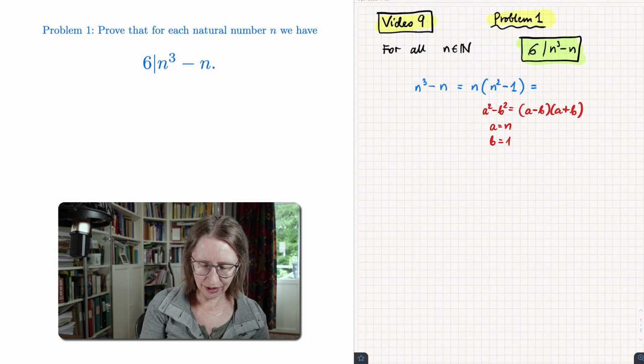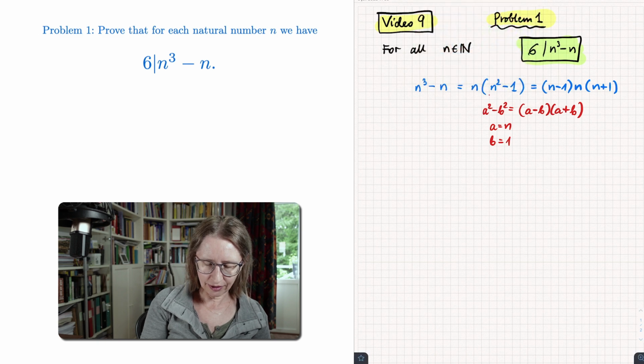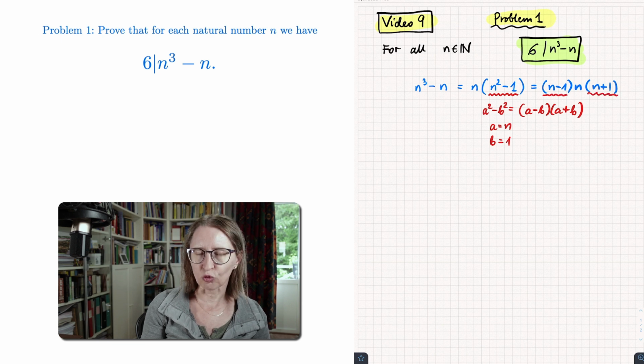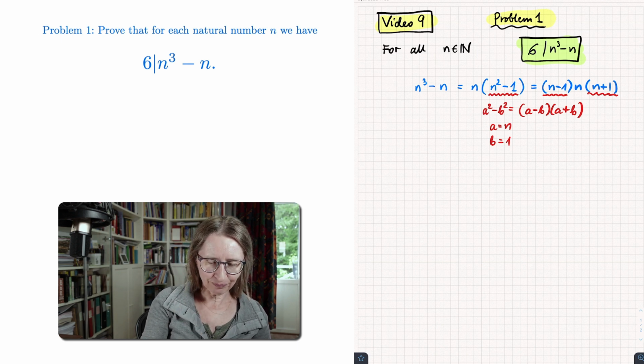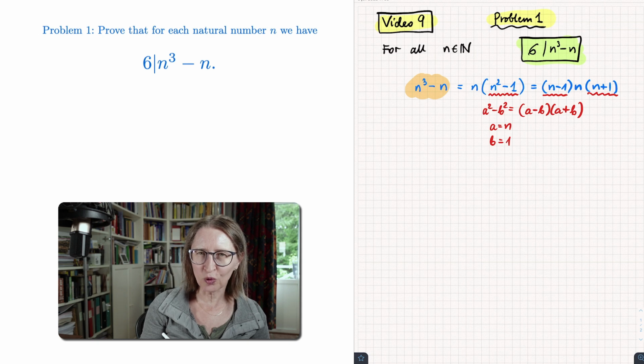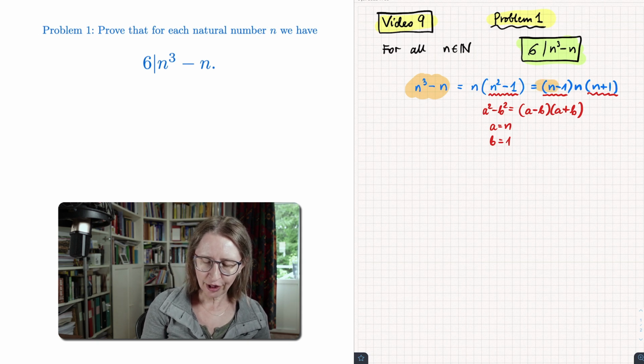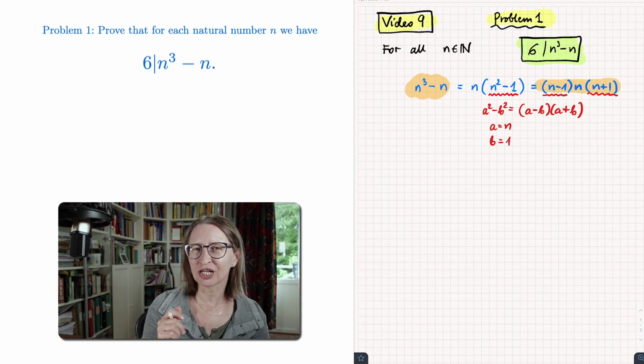So I can write here that it will be equal to n minus 1 times n plus 1, where this factor here is equal to the product of these two factors. But you understand why I ordered them in this way, right? Because now I see that n to the third minus n is equal to the product of 3 consecutive integer numbers. n minus 1, the next one is n, the next one is n plus 1.